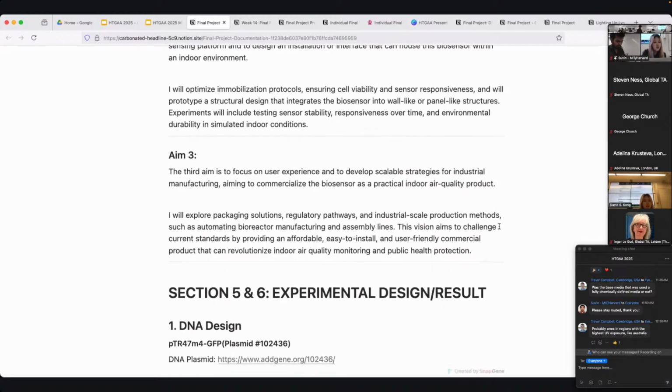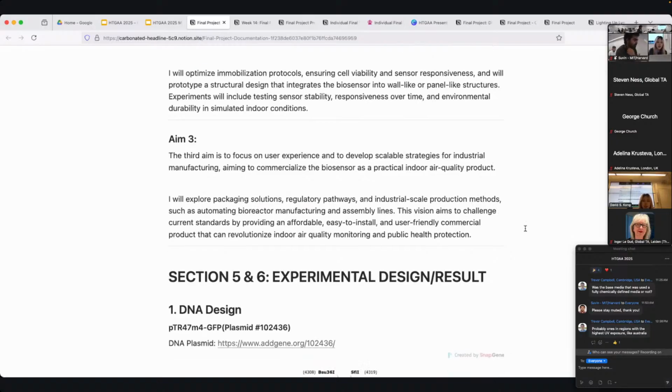The third aim is to focus on the user experience and to develop scalable strategies for industrial manufacturing, aiming to commercialize the biosensor as a practical indoor air quality product.